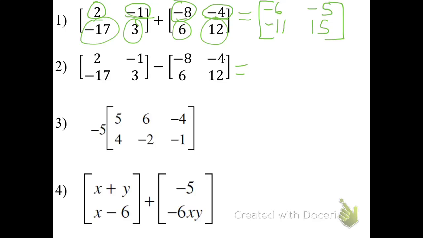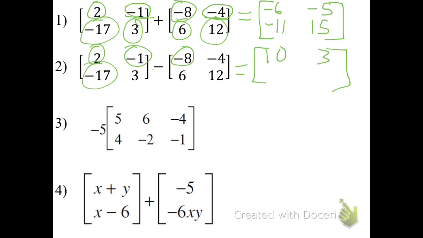Moving on down, when you subtract matrices, same thing. You've got to subtract corresponding entries. So 2 minus -8. When you subtract a negative, that's the same thing as addition. So 2 plus 8, that's 10. You got -1 minus -4. Once again, subtract a negative, same thing as addition. So -1 plus 4 is 3.